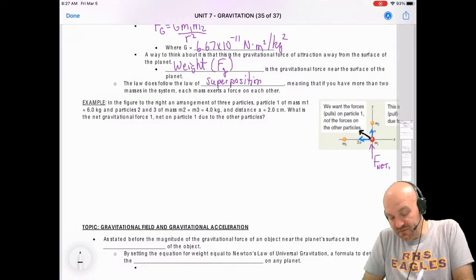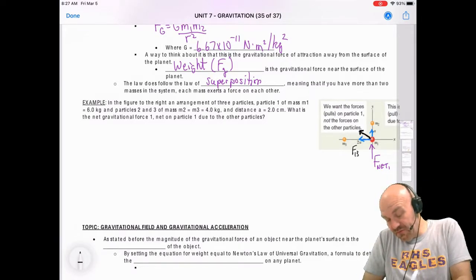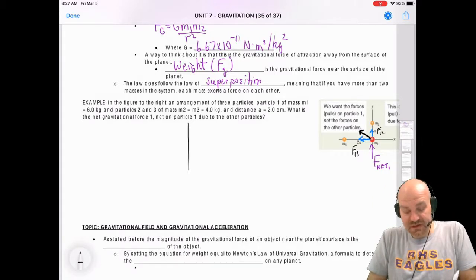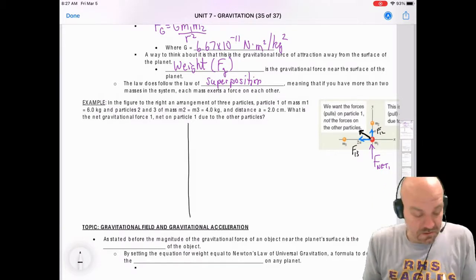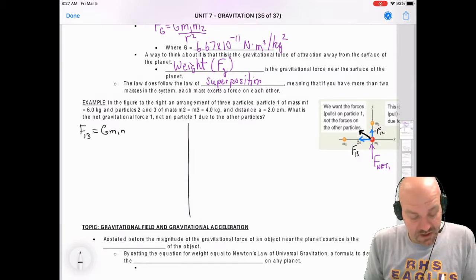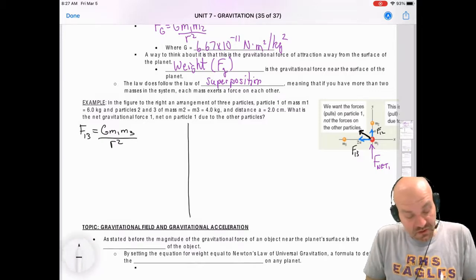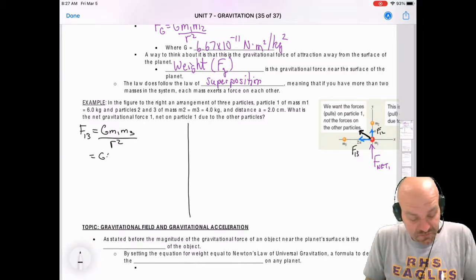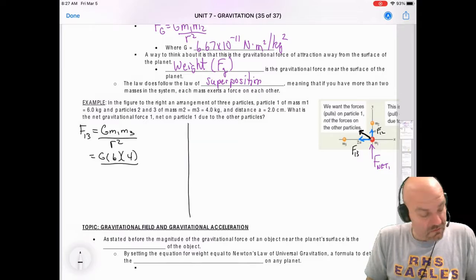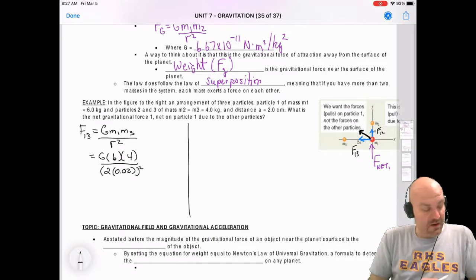And so what I have to do is find F1 of 3 and F1 on 2, right? And this is where my equation comes into play. So I'm going to do F1 of 3 equals G M1 M3 over R squared, okay? And I'm just going to plug in numbers. G, I'll just use capital G here. So 6 times 4 over, and it tells me that it's 2a away, so 2 times 0.02 squared, right?